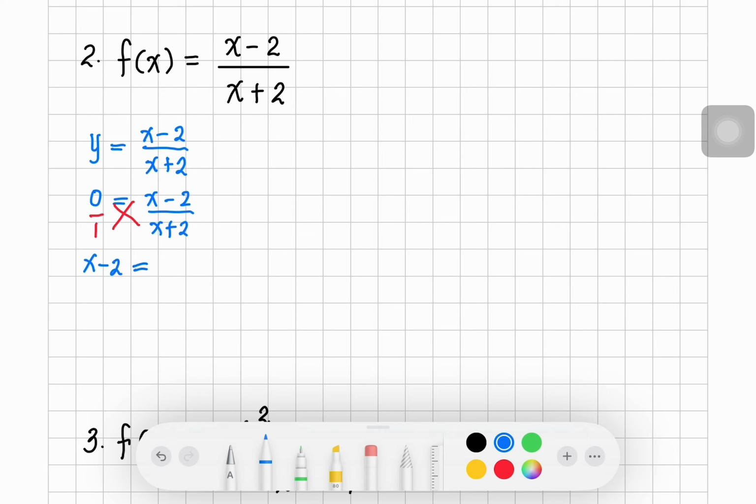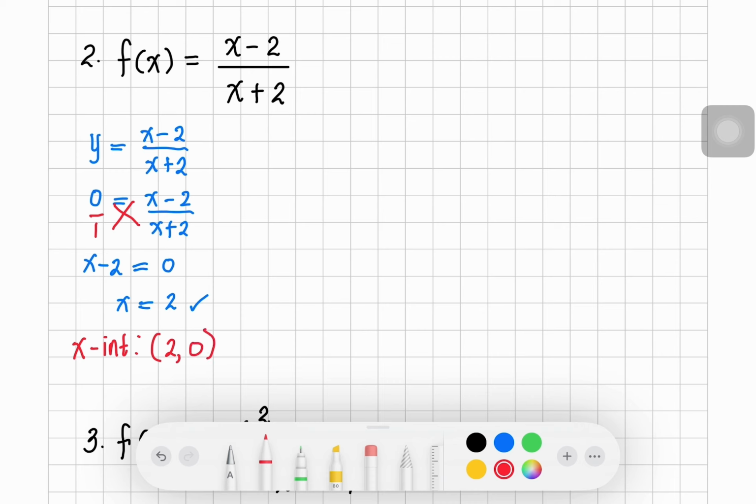Okay? And then 0 times x plus 2, of course, this is equal to 0, right? And then equate. So, copy the variable x. Si negative 2, ilipat natin sa kabila. It will become positive 2. So, therefore, class, yung x-intercept natin ay 2, 0. Okay? So, x-intercept, ang coordinates natin, kung kukunin natin ay, very good, 2, 0.